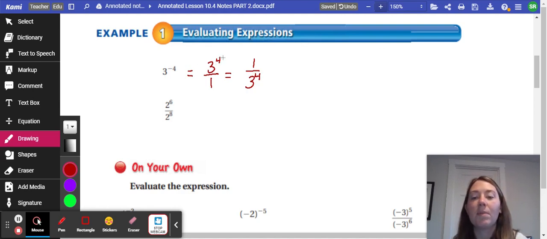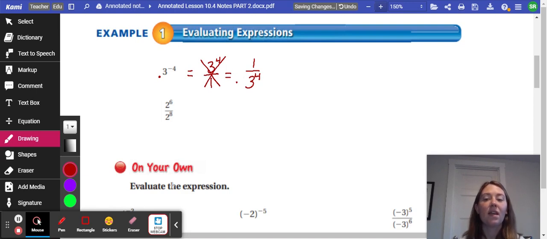You don't really need this step here in the middle. This is just to show that it's the reciprocal, and all we're really doing here is flipping it. Okay, but to go from step 1 to step 3, you're just making that exponent positive and flipping it. All right, let's take a look at the next one.